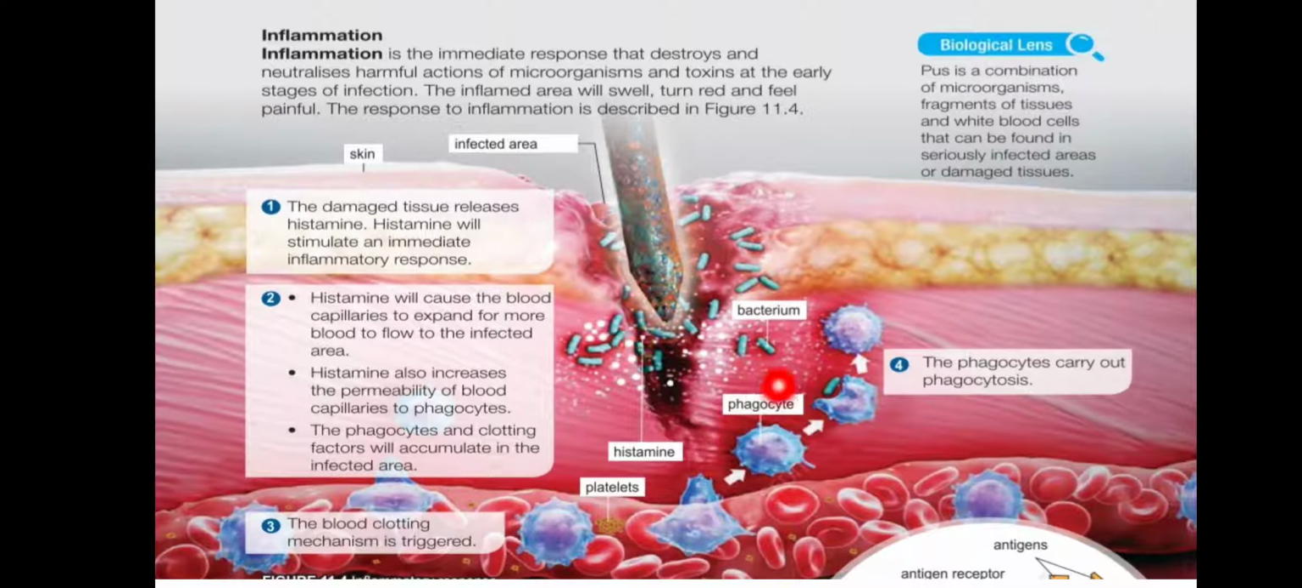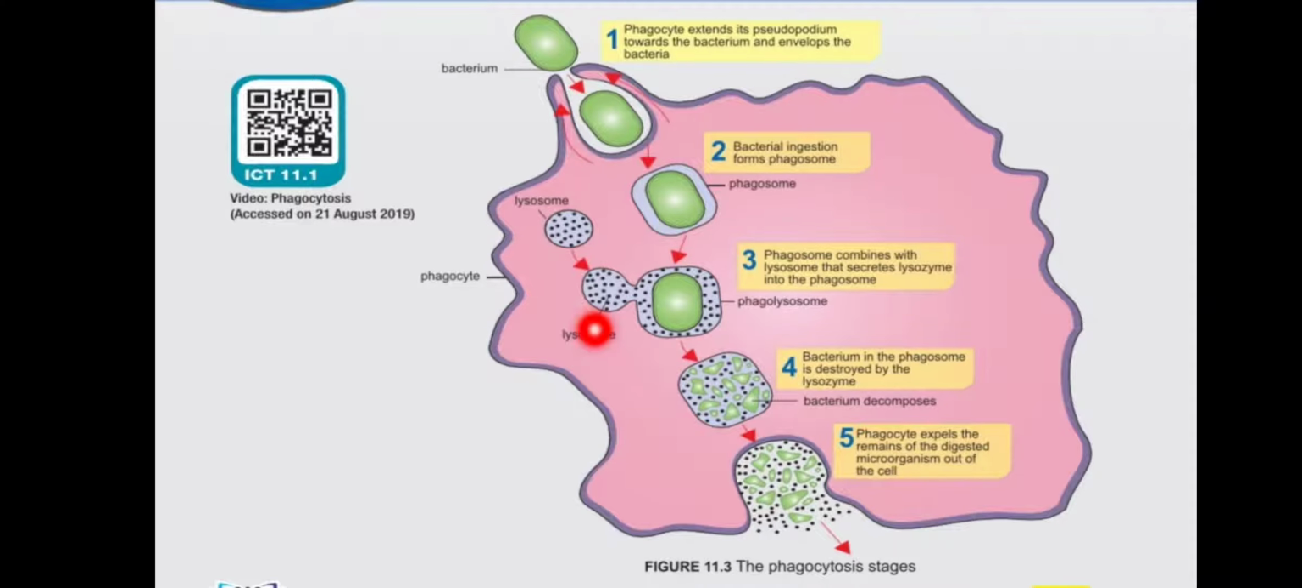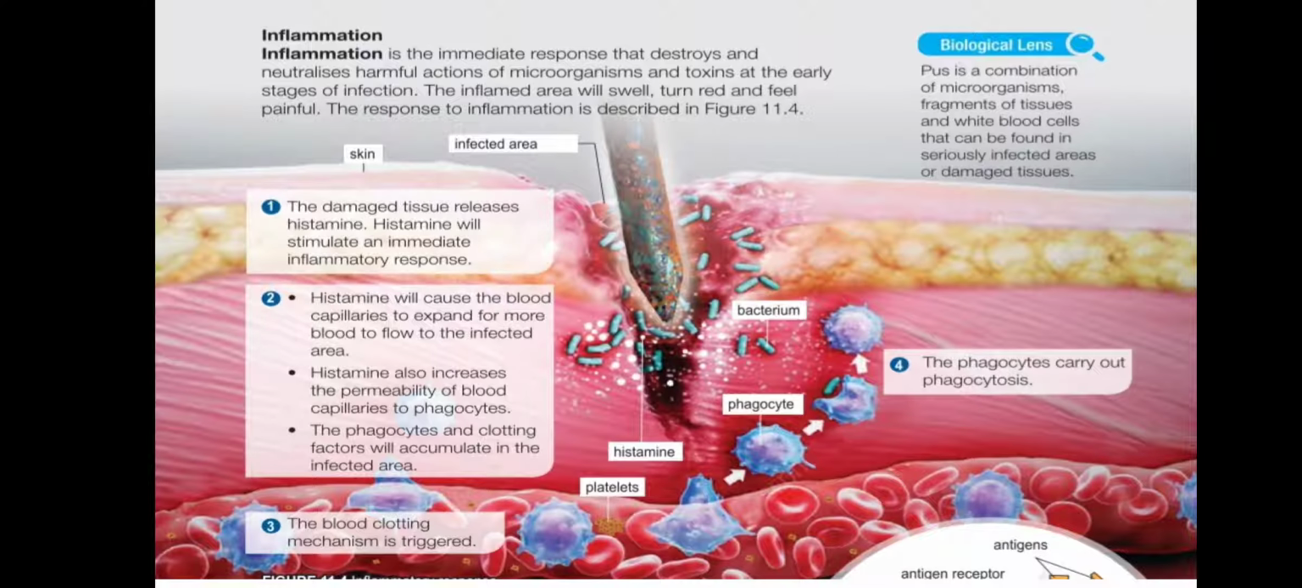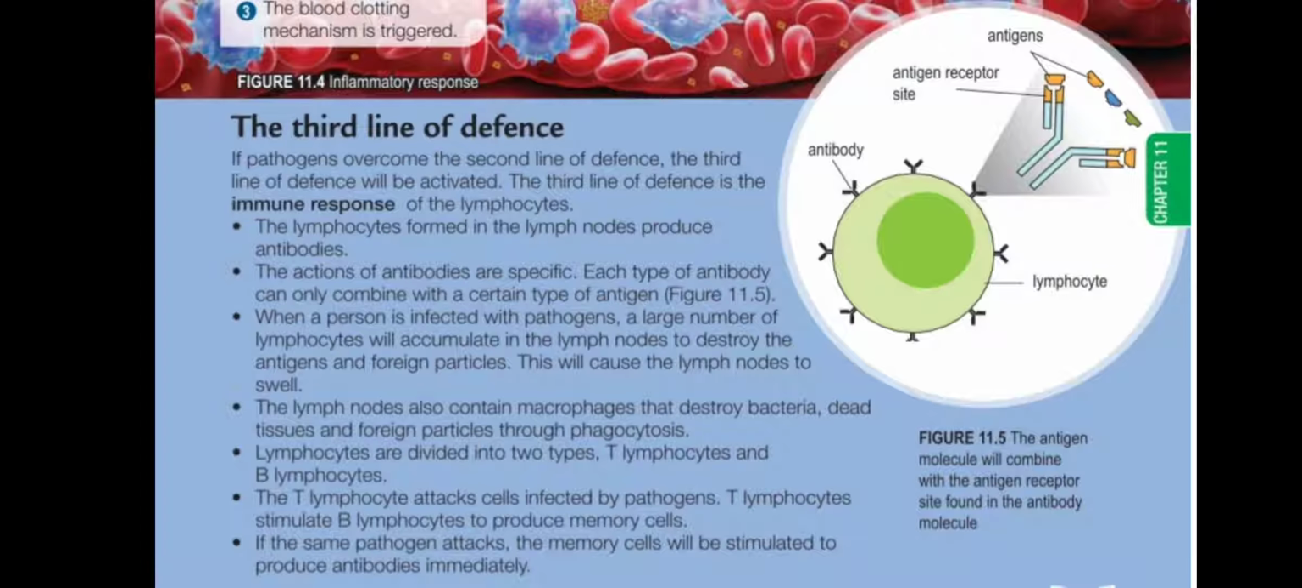Okay, so the phagocyte will carry out the phagocytosis process yang seperti ini tadi untuk telan semua bakteria-bakteria yang cuba untuk masuk melalui luka kita tadi. Begitu. So ini adalah inflammation. Ini juga adalah jenis an example of second line of defense. Second line of defense.